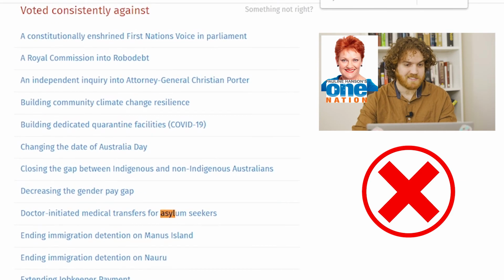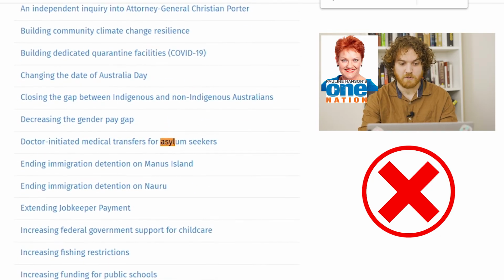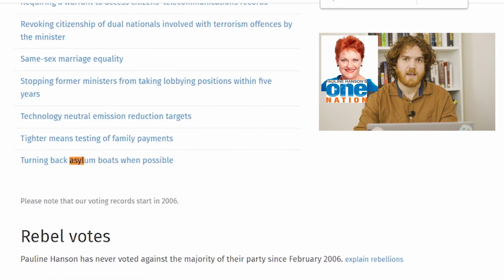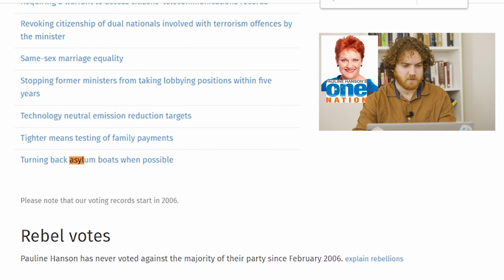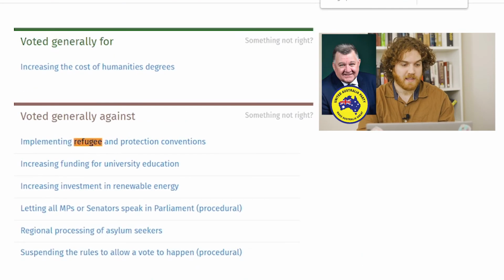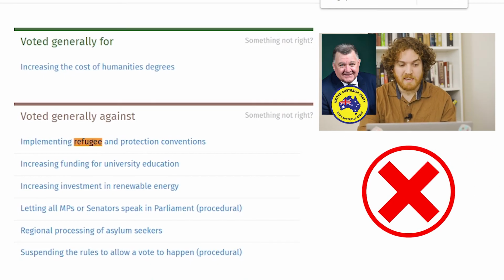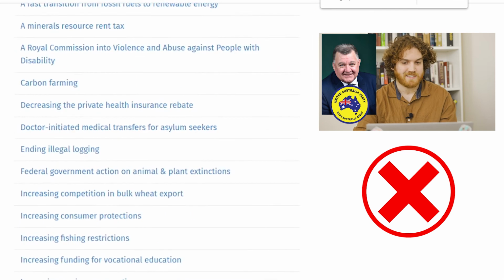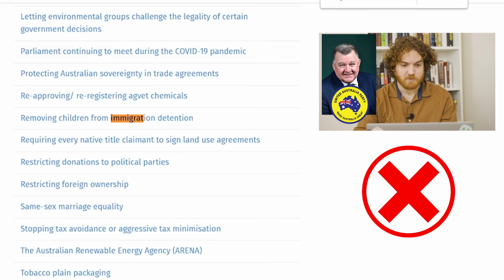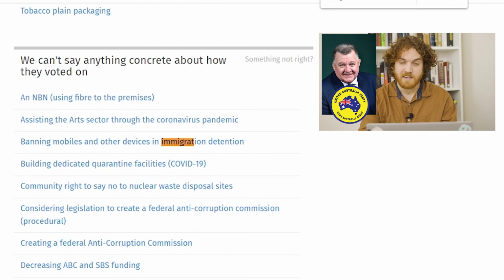She has also voted consistently against doctor-initiated medical transfers for asylum seekers. And we can't say anything concrete about her thoughts on turning back asylum boats when possible. Craig Kelly for the United Australia Party has voted generally against implementing refugee and protection conventions. He's also voted consistently against removing children from immigration detention. We can't say anything concrete about his thoughts on banning mobiles and other devices in immigration detention.